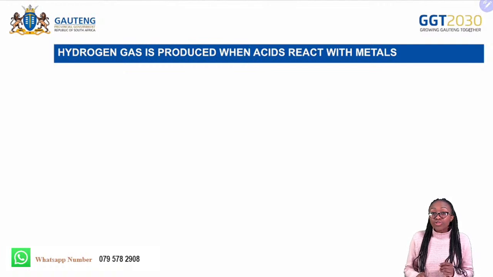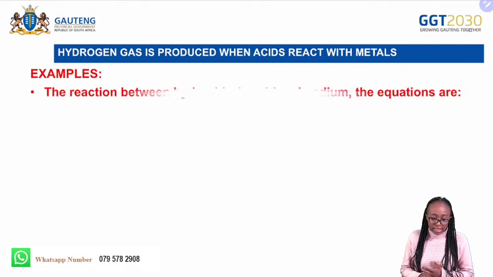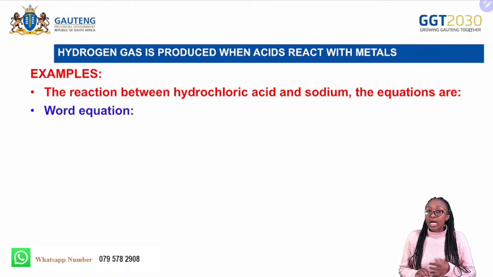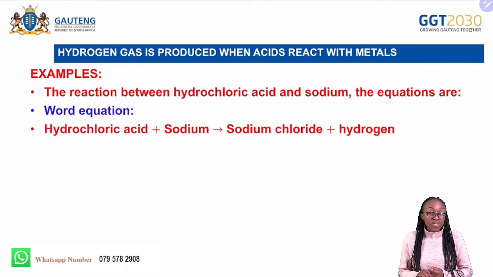And then our third example is when we are reacting hydrochloric acid and sodium. And the word equation is as follows. So the word equation is hydrochloric acid plus sodium to give us sodium chloride plus hydrogen. Do you remember what sodium chloride is? Sodium chloride is our common table salt.